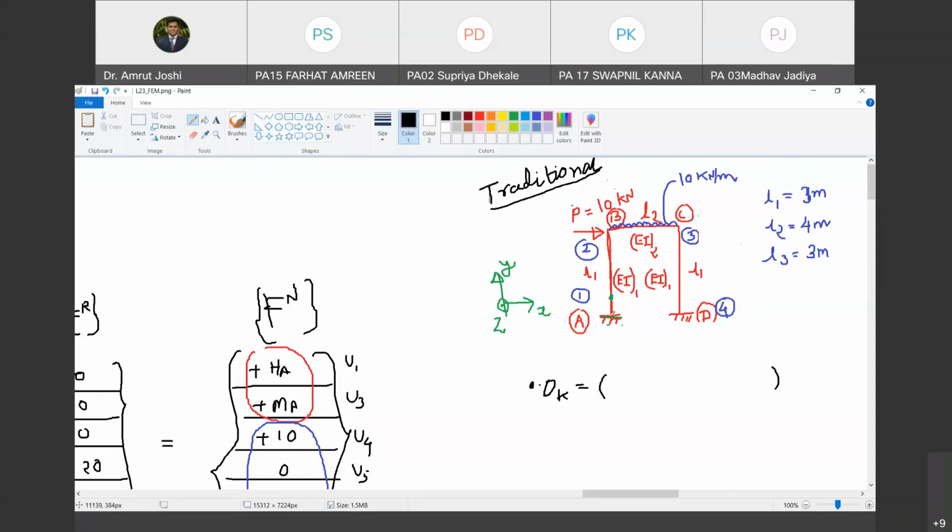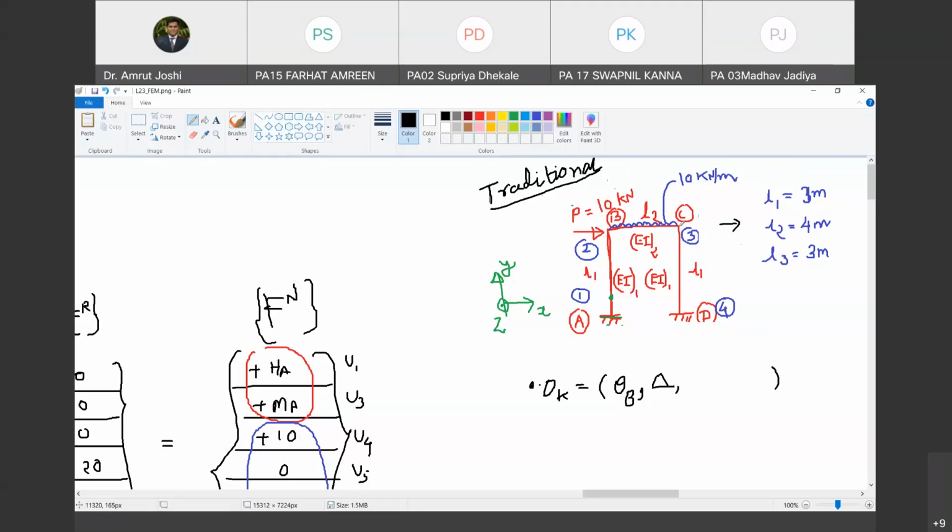Step number 1. At joint A, the degree of kinematic indeterminacy is 0 because, as it is a fixed support, it cannot rotate and it cannot translate. Therefore, there is no degree of freedom at joint A. Let us look at joint B. What is the degree of freedom at joint B? At joint B we have two degrees of freedom. One is theta B, and the second one is delta in this direction. So we are going to write this down as theta B and delta.